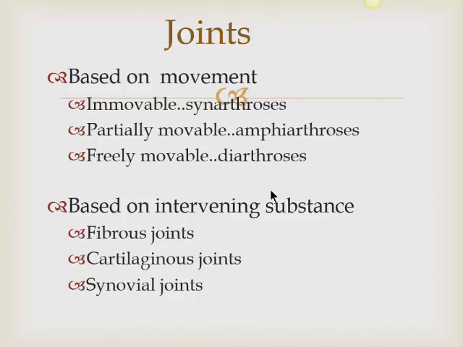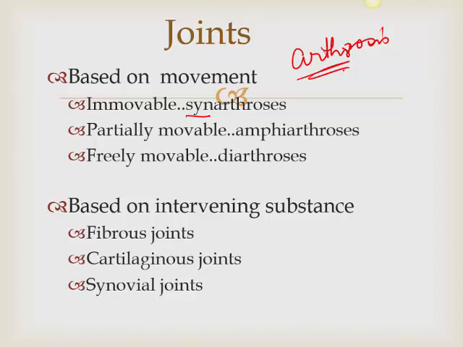Based on movement, when joints do not move at all, we call them synarthrosis or immovable joints. Anything with the prefix arth has to do with joints. So arthrosis is a joint, and syn means together. So here are joints which are together, so they don't allow movement.